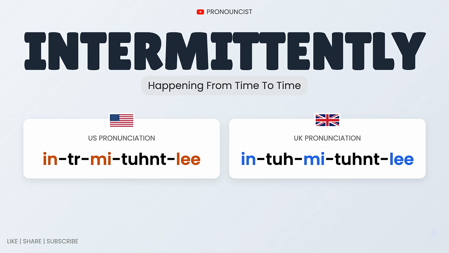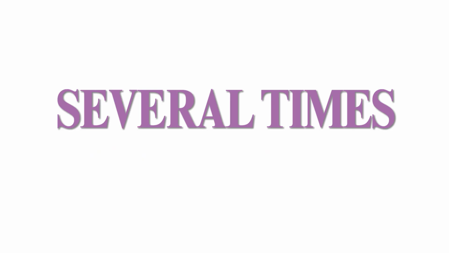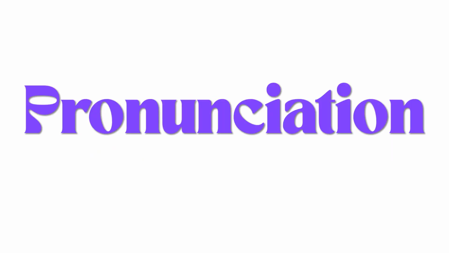Intermittently. Practice repeatedly and you'll soon be able to say this word perfectly. The best way to practice is to repeat the syllable multiple times. The meaning of the word is happening from time to time. Try repeating this word several times to improve your pronunciation.